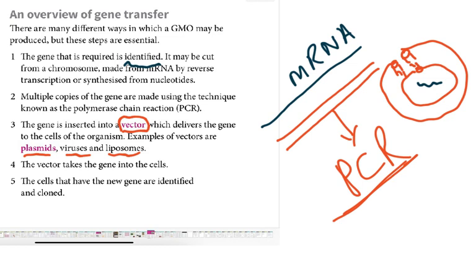And we may give it in the form of an inhaler, or we may give it in some other way, so that it goes and reaches the cells where we want this DNA to undergo transcription and translation, and that normal protein should be made, which was not being made previously. Then the vector takes the gene into the cells, and the cells that have the new gene are identified, and then they are cloned, like the bacteria that we used. And so these are the steps of how recombinant DNA technology works.